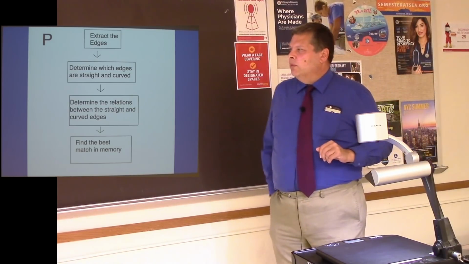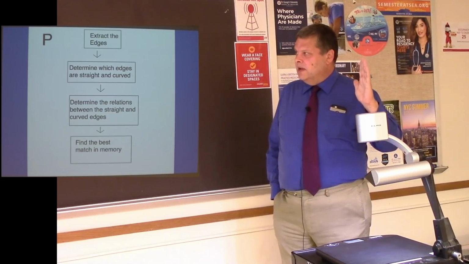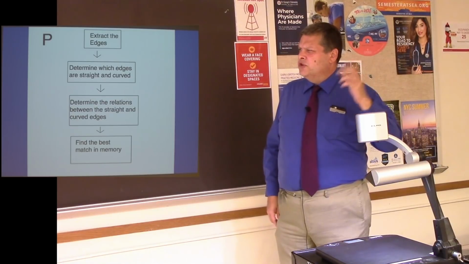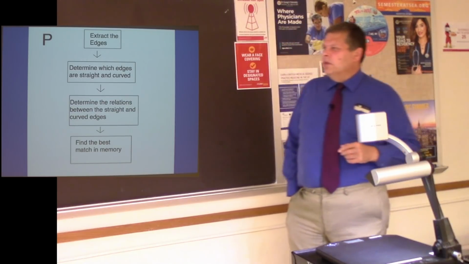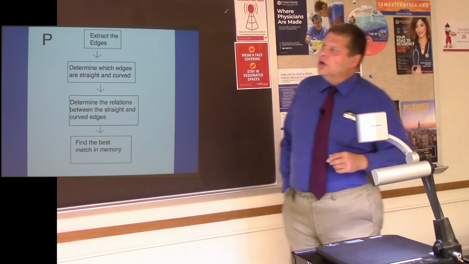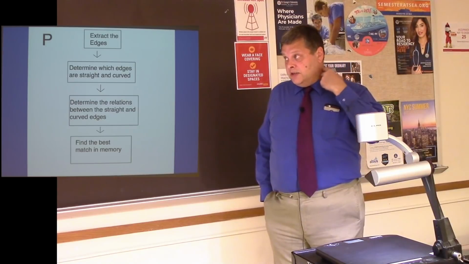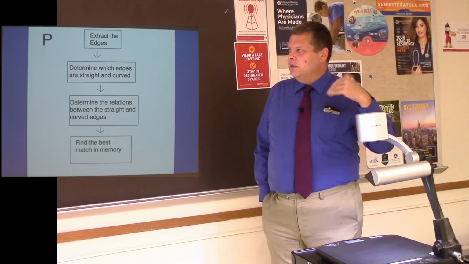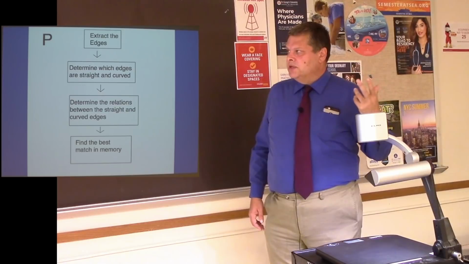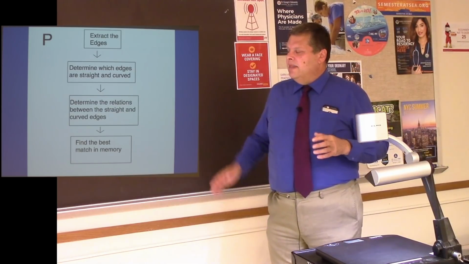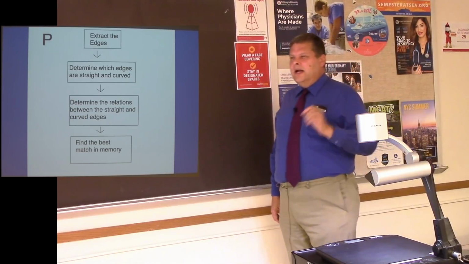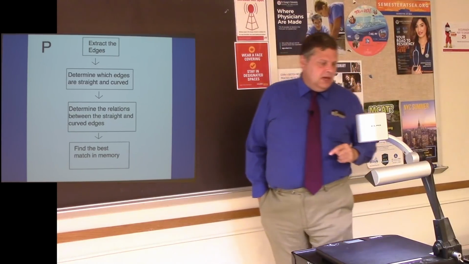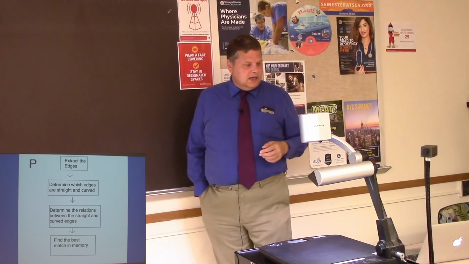Second step is you determine which edges are straight and which are curved. So the one on the left side is a straight line, and then the curved one is curved. So you label those: this one is a straight line, the other one's a curved line. Then you determine the relations between the straight and curved edges. So the curved edge, we would say, is above and to the side of the midpoint of the straight edge. So that's the relation between them. And then you find the best match in memory. All right, is there any letter I know that has a curved edge that's above and to the side of a straight edge? Oh yeah, that's letter P. So you say letter P. So that's the idea, okay?